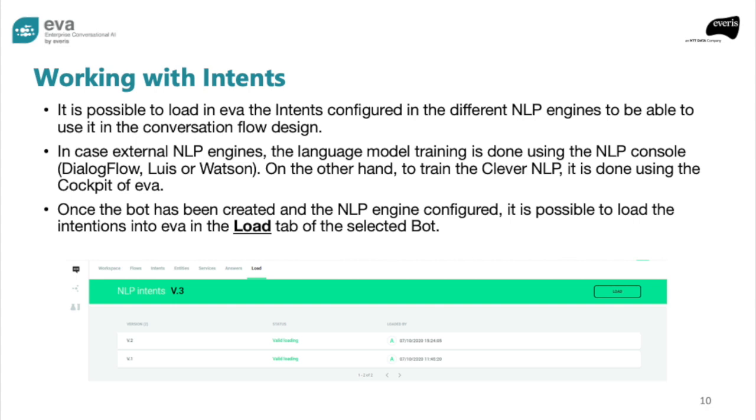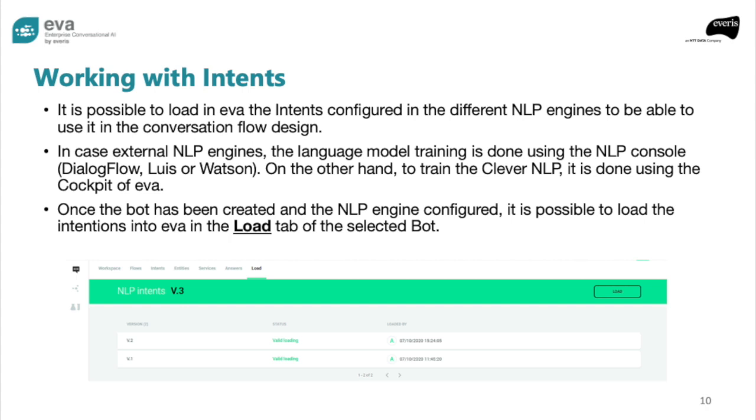To carry out a reconciliation of the intentions trained in the Dialogflow model, we only need to access the virtual assistant in the cockpit, enter the load section and execute the reconciliation. Depending on the volume of intentions and utterances, this process can take from a few seconds to a few minutes. When the reconciliation process has finished, you will be able to see the result in the load section.